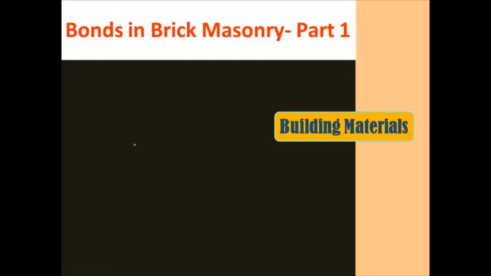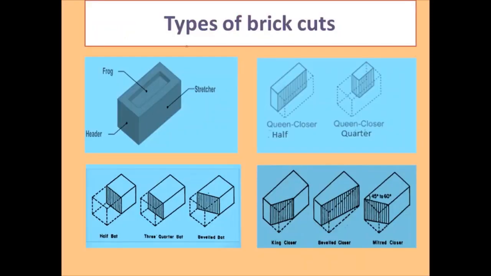In this video we are going to see the bonds in the brick masonry. Basically there are two types of bonds in brick masonry. First one is the conventional bond and second one is the unconventional bond. In this video we are going to see only the conventional bonds. Before discussing the conventional bond, let us see the types of brick cuts first.